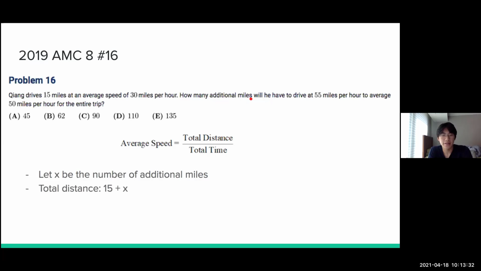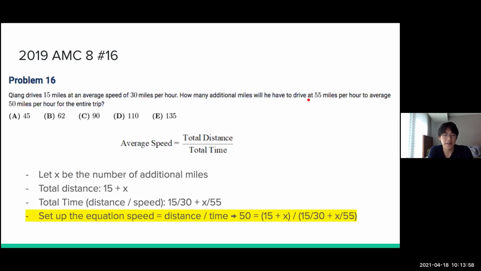Then that would make the total distance 15, because that's what he drives at the start, plus x. And that would make the total time, again, we can use this equation and switch speed and time to find that time equals distance over speed. In that case, it's 15 over 30 plus x over 55. Now we can set up the equation that speed equals distance over time. Speed, as given in the question as 50 miles per hour, equals distance over time. And so we are done.